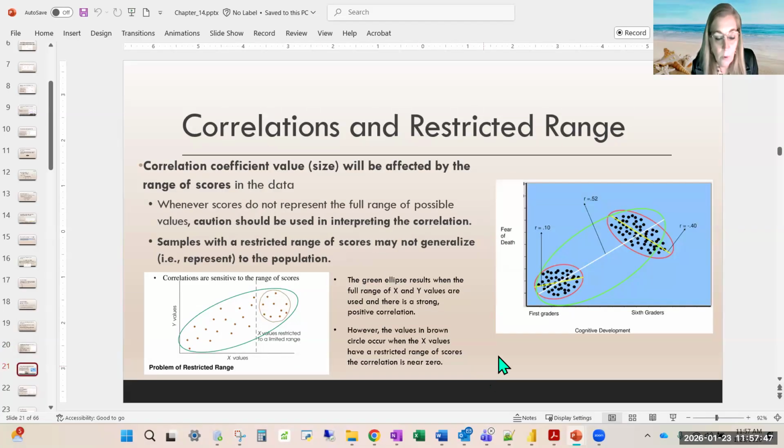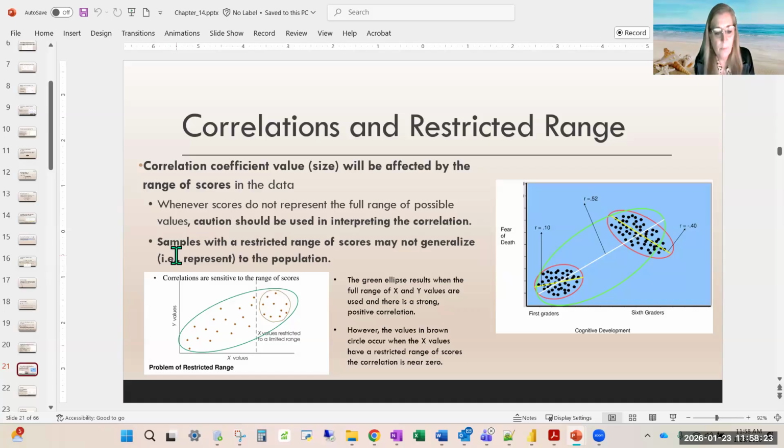All right, here we go. Correlation coefficient value size will be affected by the range of scores in the data. Whenever scores do not represent the full range of possible values, caution should be used in interpreting the correlation. So this is another reason why it's important to develop a scatter plot first to plot out the data and look at the shape of it and see what's going on. Sometimes you can get false positive results because of the way the data is falling on your scatter plot.